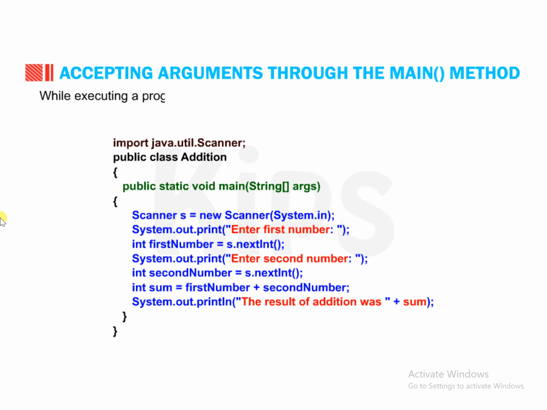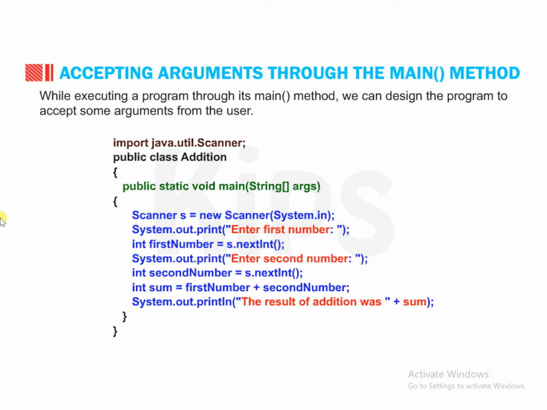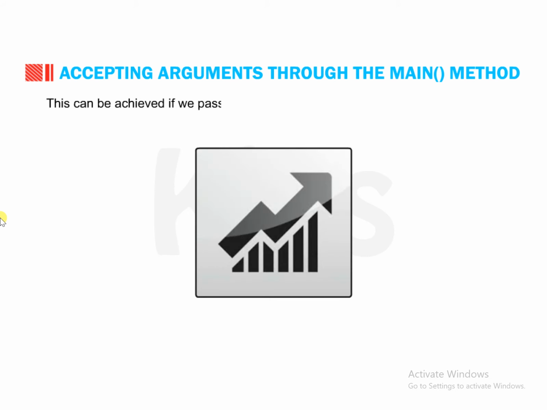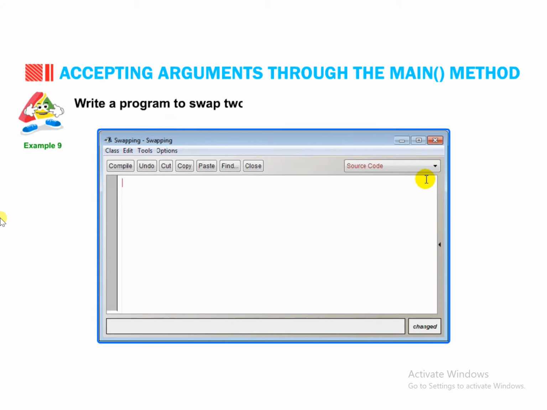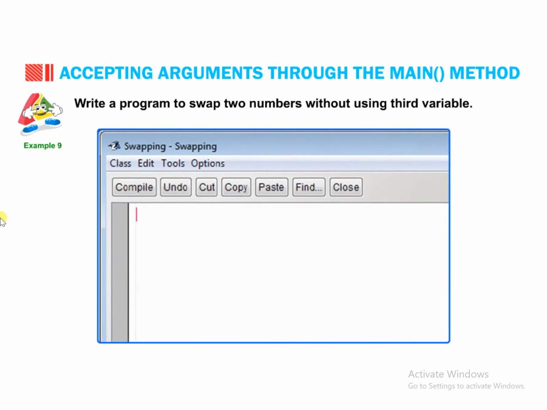While executing a program through its main method, we can design the program to accept some arguments from the user. This can be achieved if we pass a variable as an argument to the main method. Example. Write a program to swap two numbers without using a third variable.